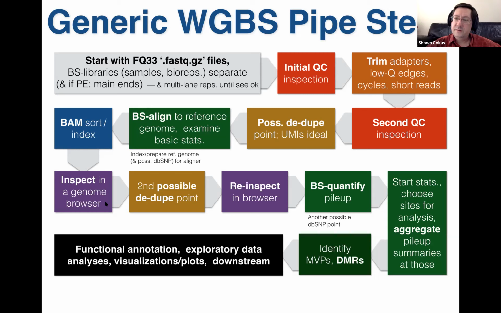At this point, you would do some deduplication post alignment, if that's something you're going to do. You would then reinspect in a genome browser to see if that problem's gone. And at that point, the primary analysis is mostly done, in terms of we've got them aligned.